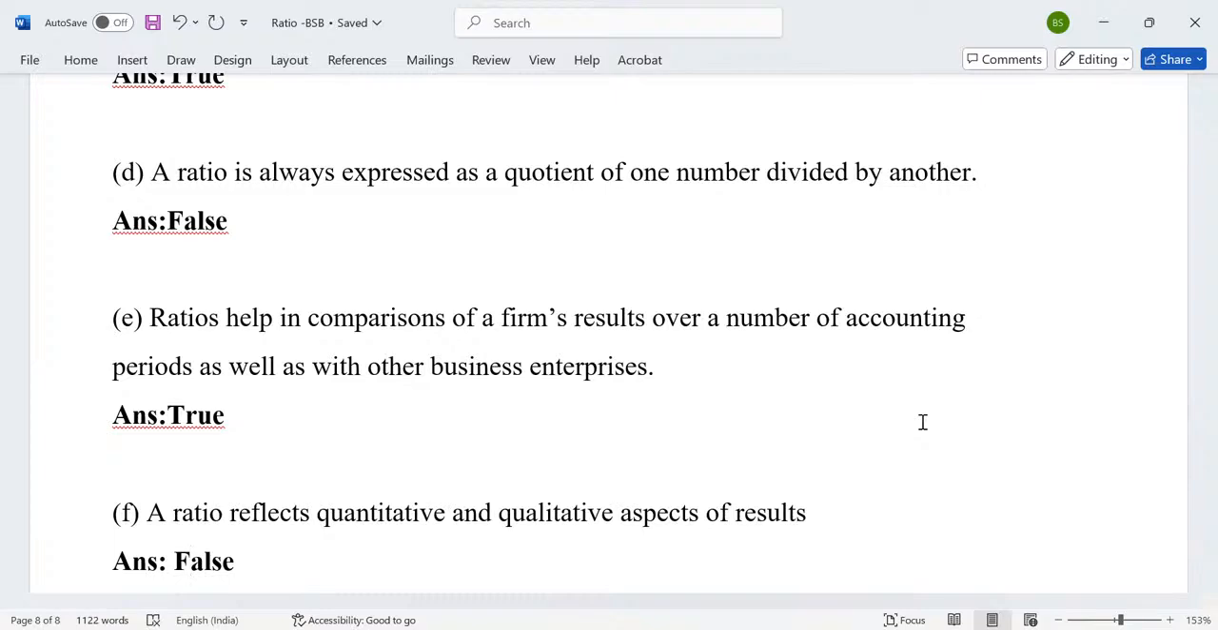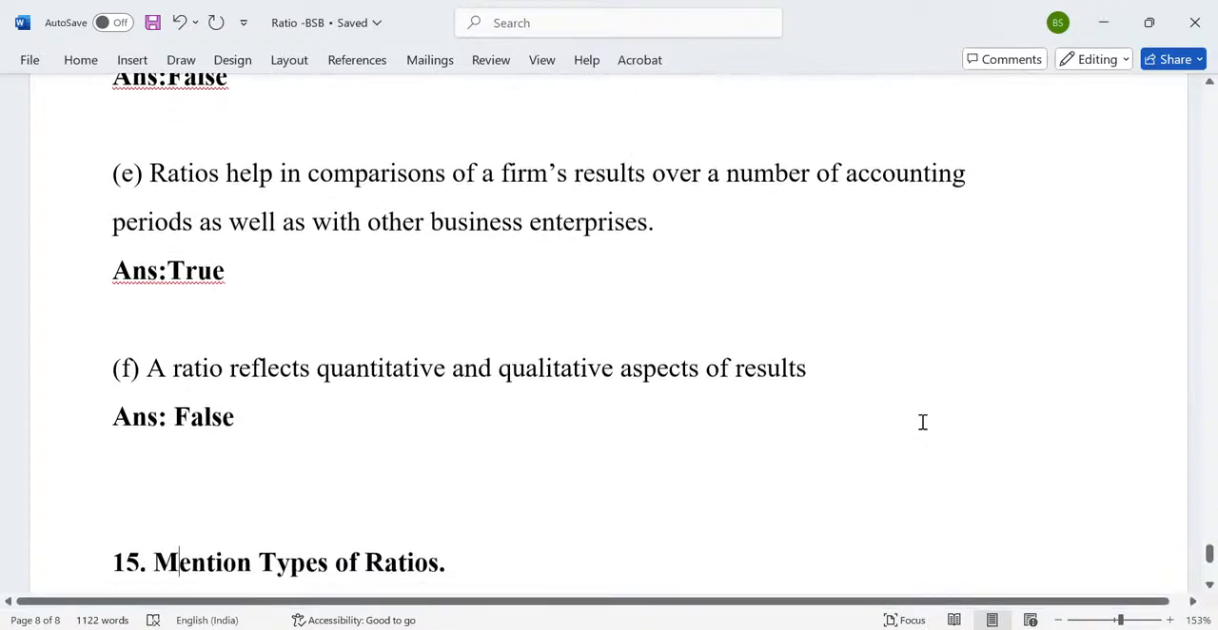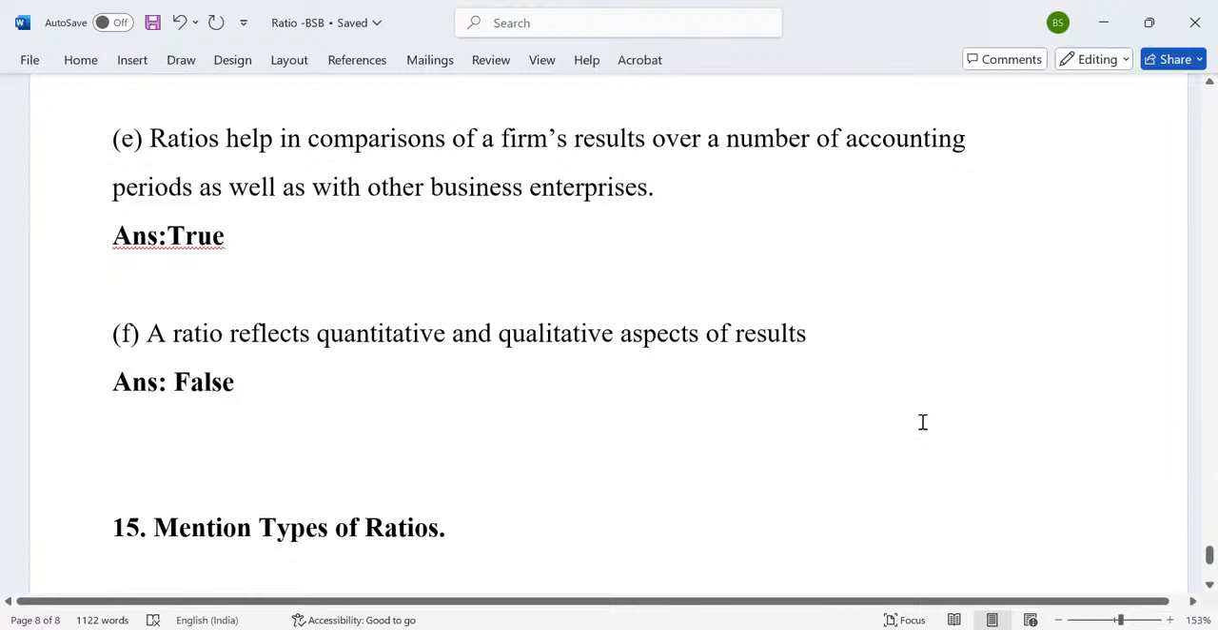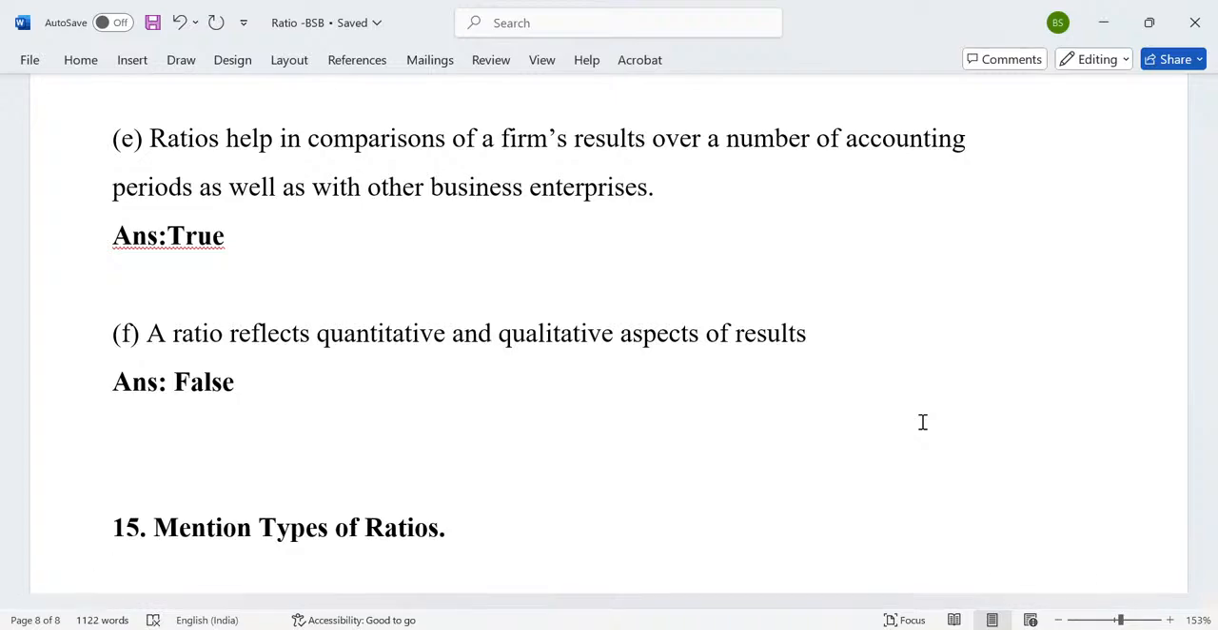E. The ratios help in comparison of the firm's result over a number of accounting periods as well as with other business enterprises. We can compare our last year ratio with this year ratio, or we can compare our ratio with another firm or another business's ratios. F. Ratio reflects, means shows, quantitative and qualitative aspects of results. Answer is false, because ratio considers only quantitative aspects.